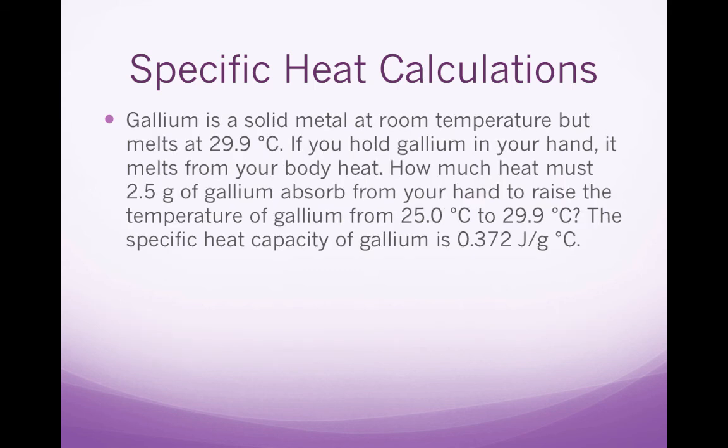So let's do an example. Gallium is a solid metal at room temperature, but it melts at 29.9 degrees Celsius. If you hold gallium in your hand, it melts from your body heat. So how much heat must 2.5 grams of gallium absorb from your hand to raise the temperature of gallium from 25.0 degrees Celsius to 29.9 degrees Celsius? The specific heat capacity of gallium is 0.372 joules per gram degree Celsius.